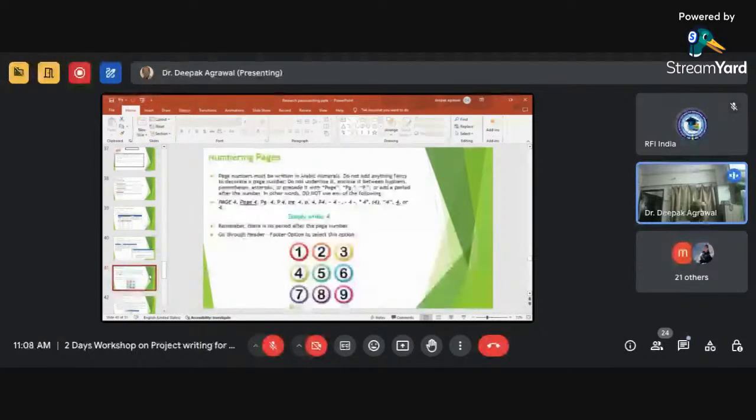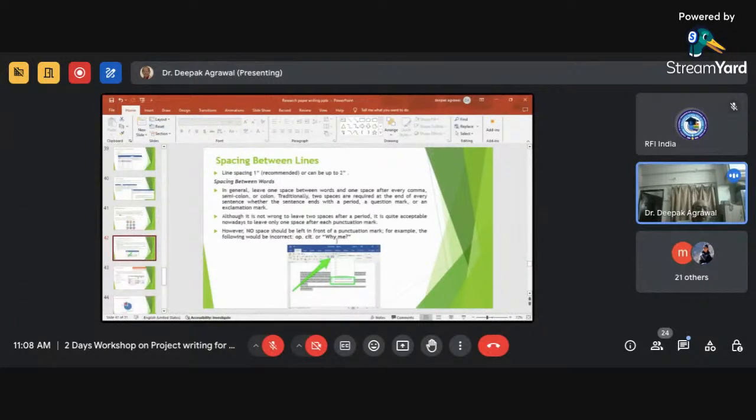Numbering of pages: it is recommended that you follow a numbering pattern, and normally we use Arabic numerals, simply numbers like 1, 2, 3, 4, 5, 6. Automatic numbering can be generated with the help of MS Word. Regarding line spacing, again it is recommended by the publisher. It may be single spacing, 1.5, or 2, it all depends. But usually 1.5 line spacing is sufficient.